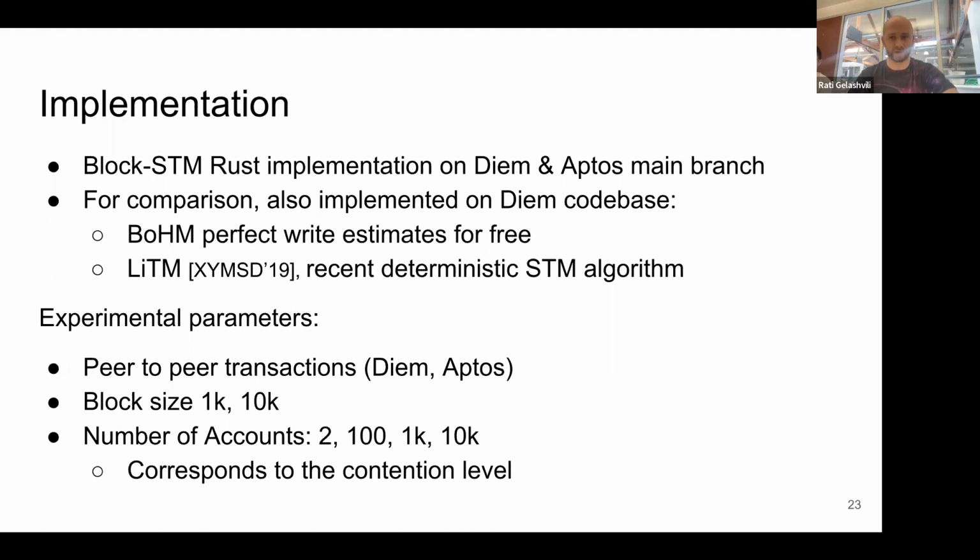And for the load, we take peer-to-peer transactions, and we experiment with block size 1,000 and 10,000. Peer-to-peer transactions are good because you randomly choose which account to transfer from, and the number of accounts corresponds to the contention level. If you have 2 accounts, it's basically a sequential load. If you have 100 accounts, you have more dependencies between transactions than if you have 10K. With 10K, most of the time there should not be any conflicts. And 1K is going to be in between.